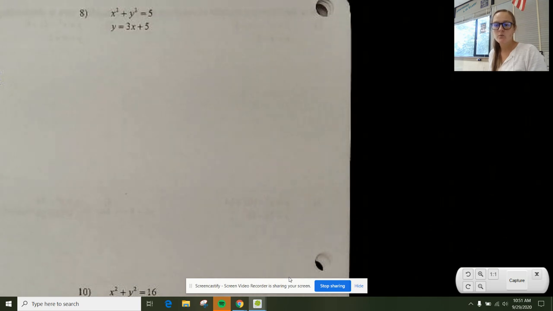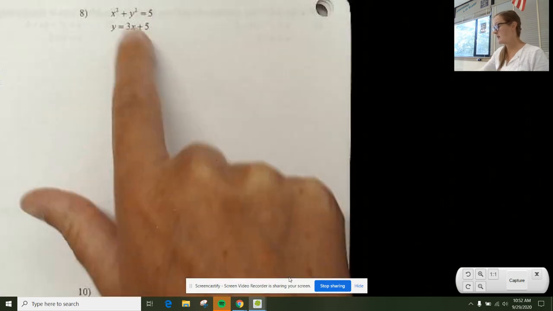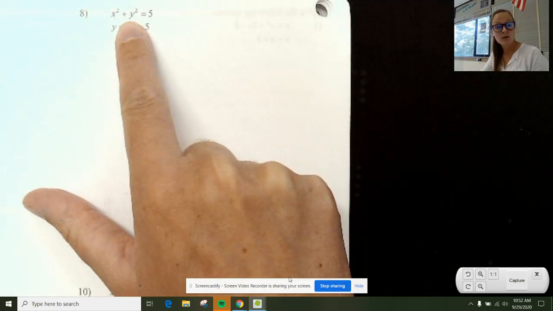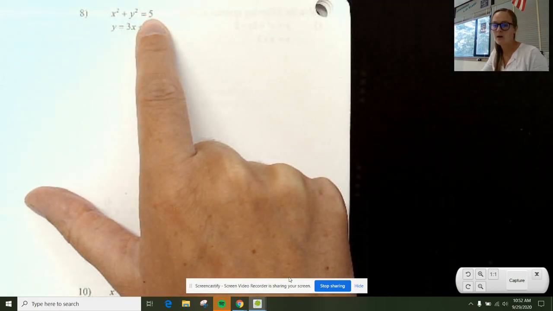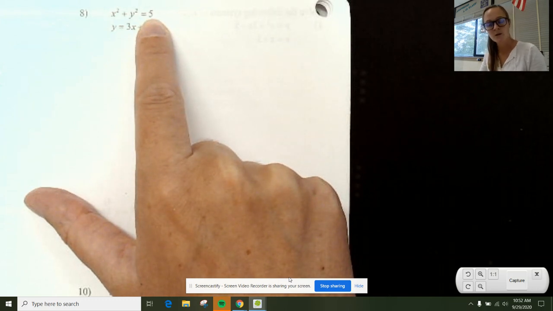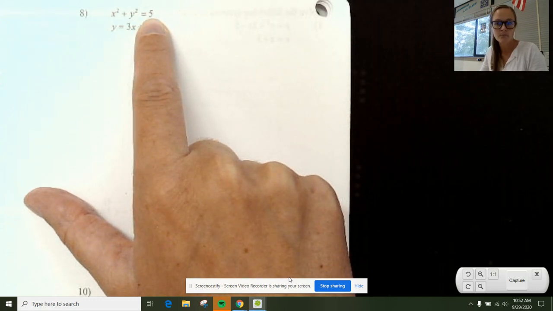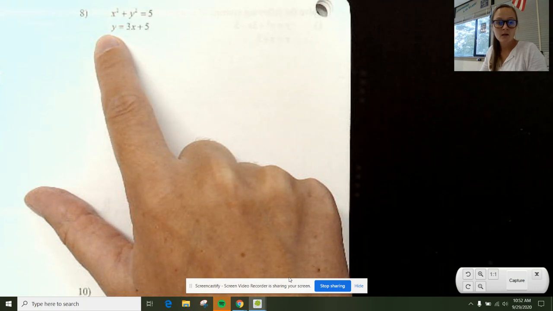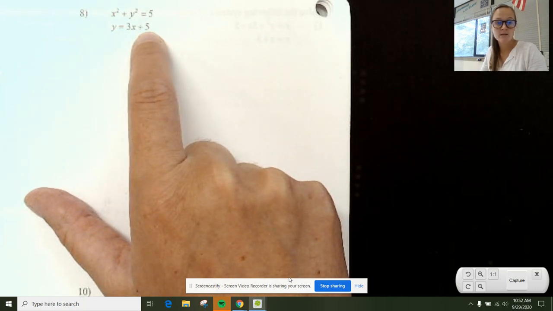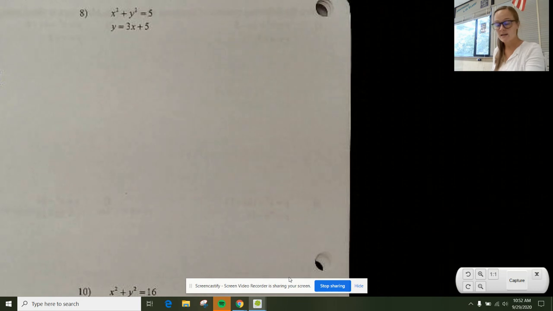I am going to show you another example of solving a linear quadratic today, and it's going to be a little bit different. So I'm currently on page 12 looking at number 8. At the top you see x squared plus y squared equals 5. Right off the bat you can see this is a little bit different because y is not solved for. And then my linear is y equals 3x plus 5. So I can see that y is solved for in my linear equation.